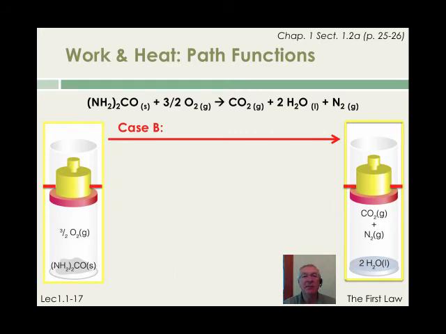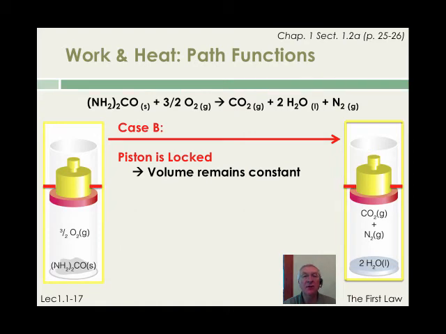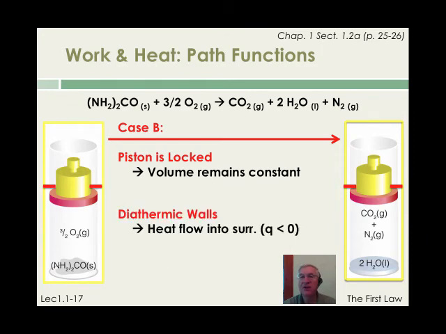In the second example, case B, the piston is locked, so the volume of the system cannot increase as a result of the reaction. The walls of the cylinder are diathermic, so the heat of reaction flows into the surroundings and is dissipated in a large water bath. So the reaction occurs at constant temperature and constant volume. Since the number of moles of gas increases during the reaction, so does the gas pressure.